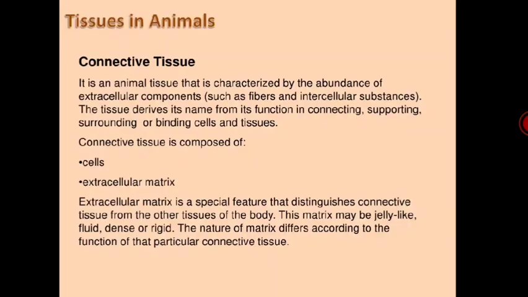The second type of animal tissue is called connective tissue. It is an animal tissue that is characterized by the abundance of extracellular components such as fibers and intracellular space substances. The tissue derives its name from its function in connecting, supporting, and binding cells and tissues. Connective tissue is composed of cells and extracellular matrix.